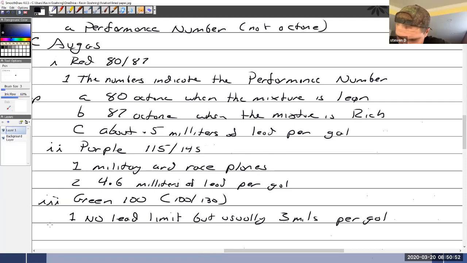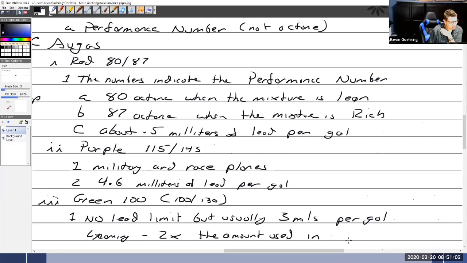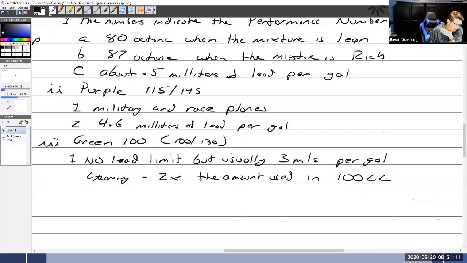According to Lycoming, this is 2 times the amount used in 100 low lead. All right, so that brings us to what we have right now, which is the blue 100 low lead.